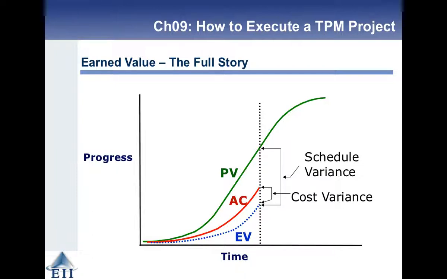Right, so here we've got the planned value in green, the actual cost in red, and the earned value in blue. And the cost variance is the difference between the actuals and the earned, and the schedule variance is the difference between the earned and the planned.